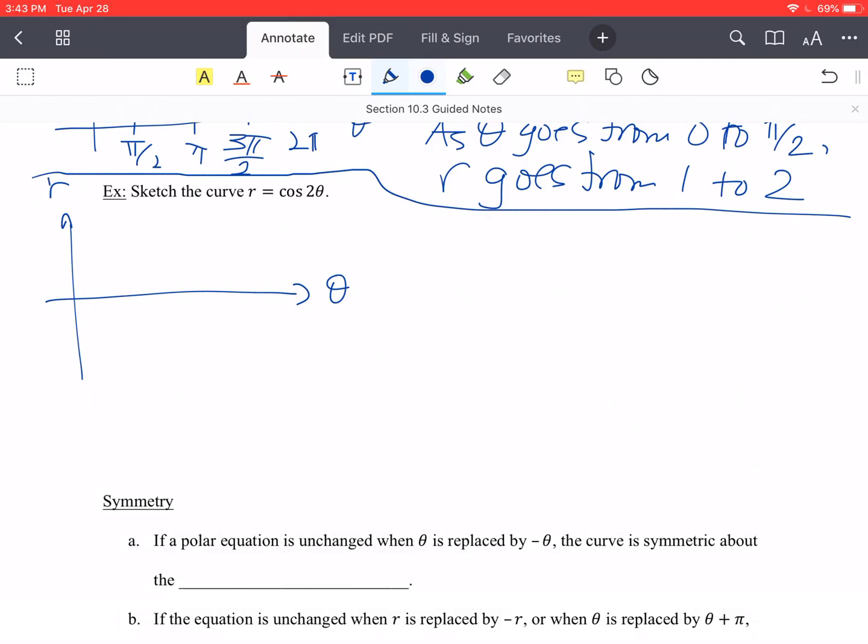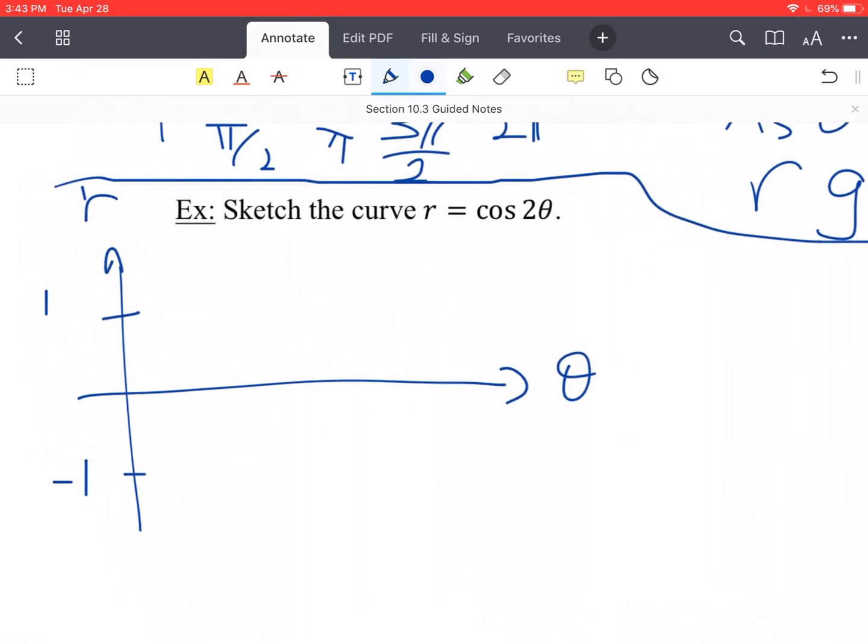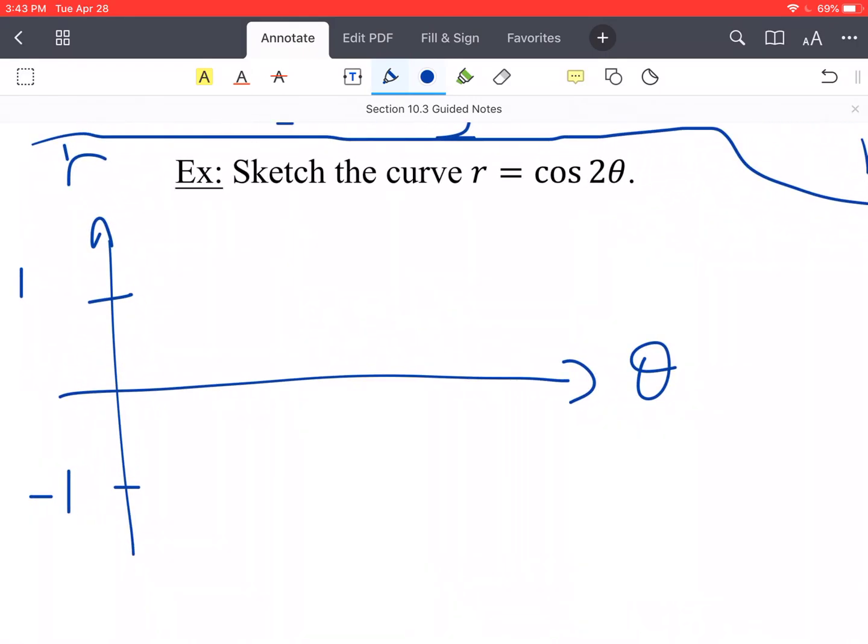if anybody remembers your transformations, that means that it's actually going to get compressed. So it's going to be growing twice as quickly. So it's going to go, here's 1 to -1. So cosine, actually I'm going to plot a bunch of these on here. So we're going to count up by pi over 4s all the way up to 2 pi. So I need 8 of these.